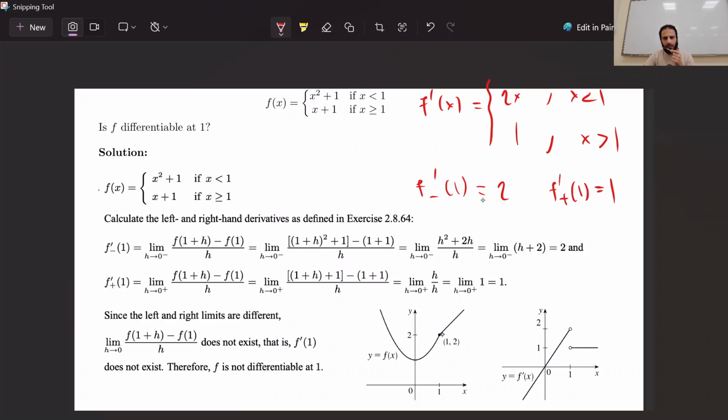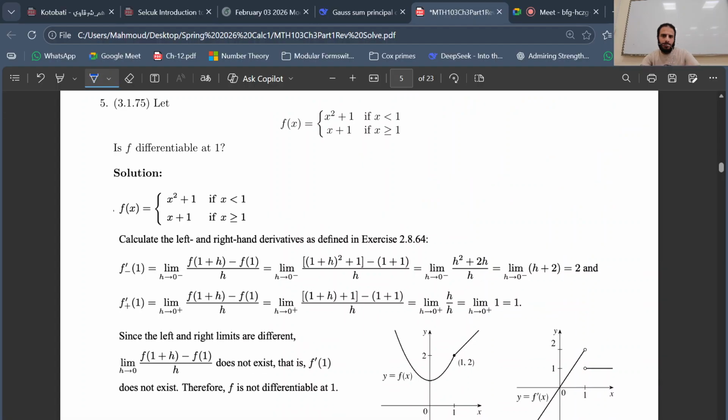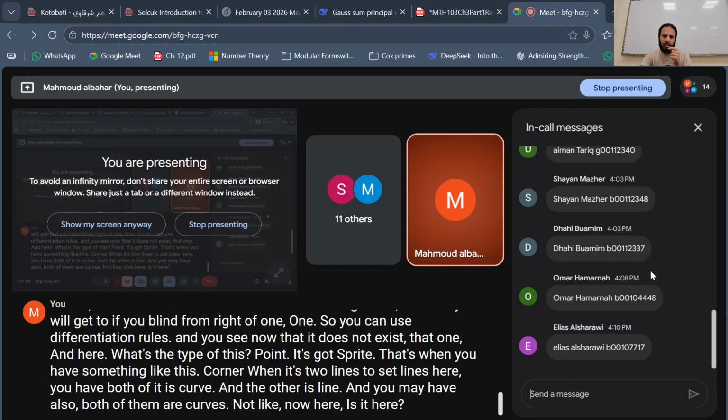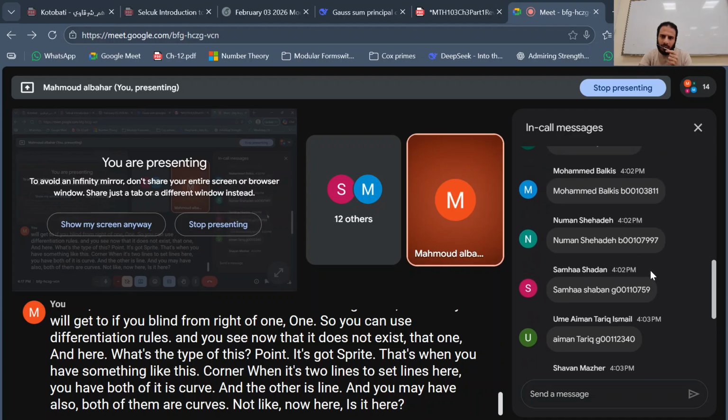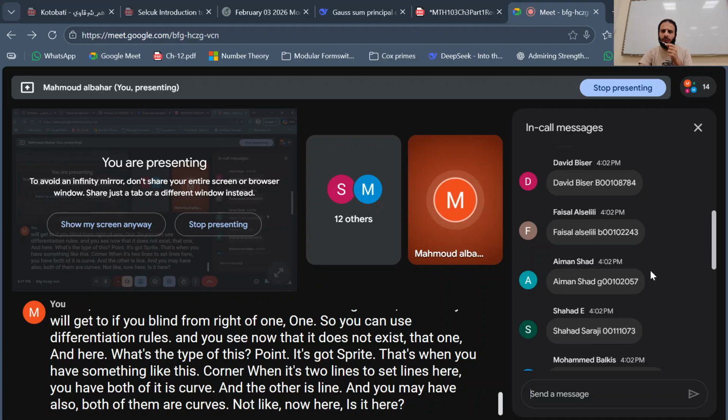And here, what's the type of this point? It's a cusp, right? Cusp when you have something like this. Corner when it's two straight lines. Here you have part of it is a curve and the other is a line. And you may also have both of them be curves, not lines. Now here, is it clear? Yes.